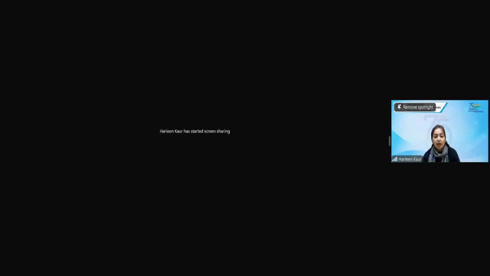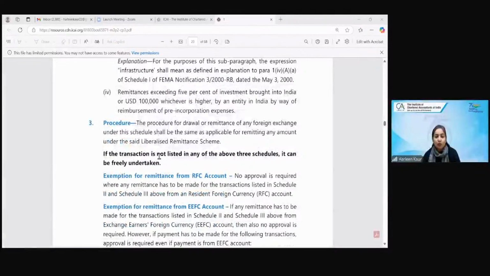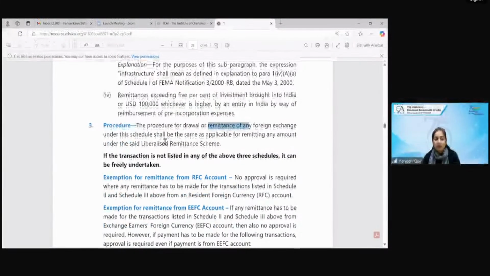Before taking a break, let us do a very small, interesting point given here about accounts. The procedure for withdrawal of foreign exchange will be the same as applicable under the Liberalized Remittance Scheme. Same as the liberalized scheme, but there is no 2 lakh 50,000 USD limit fixed for companies and firms. You have to follow these limits. If the transactions are not listed above, then they can be freely taken. Means only the transactions which are listed over there, the 4 transactions, have any restrictions.